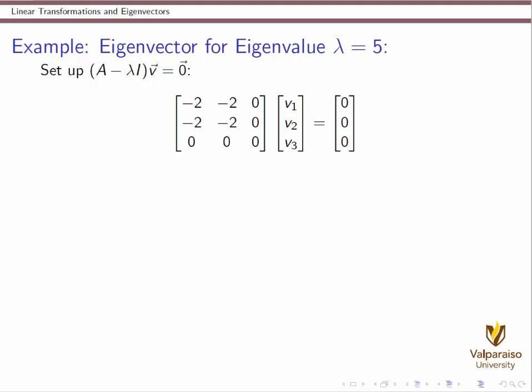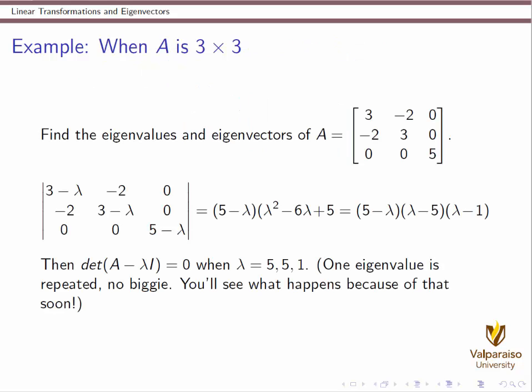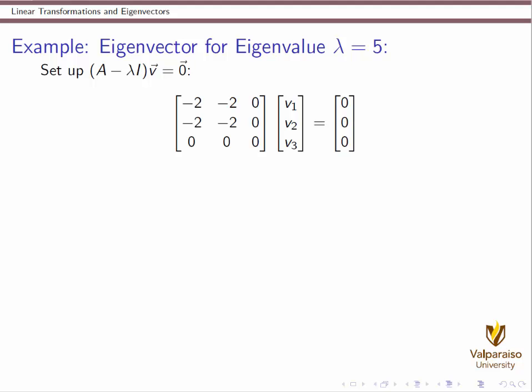To find the corresponding eigenvectors, we're going to go back and set up A minus lambda I times the mystery eigenvector V is 0 for each eigenvalue one at a time. So when lambda is 5, let's go back to the previous slide. So there's the determinant of A minus lambda I there in the middle. Imagine plugging in a 5 for lambda. Down the diagonal, you're going to get -2, -2, 0. Right, and so there we go. There's A minus lambda I times the unknown eigenvector equals 0.